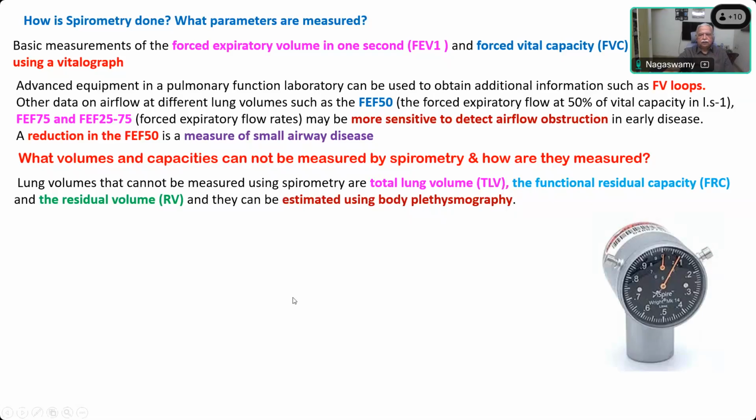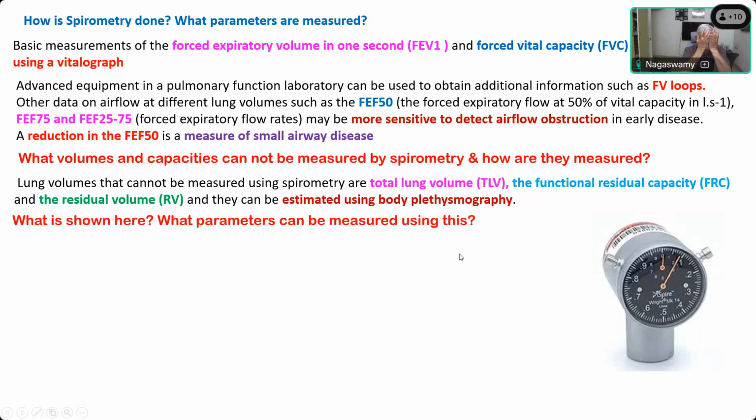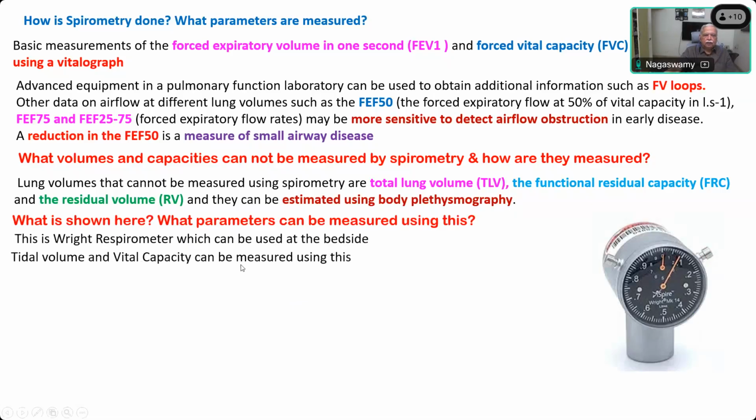What is this? What is shown here? What parameters can be measured using this? Peak respiratory flow rate. This is not a peak expiratory flow rate measuring equipment. This is called Wright's respirometer. So this is the Wright respirometer, which can be used at the bedside, and tidal volume and vital capacity are the two measurements that can be made.